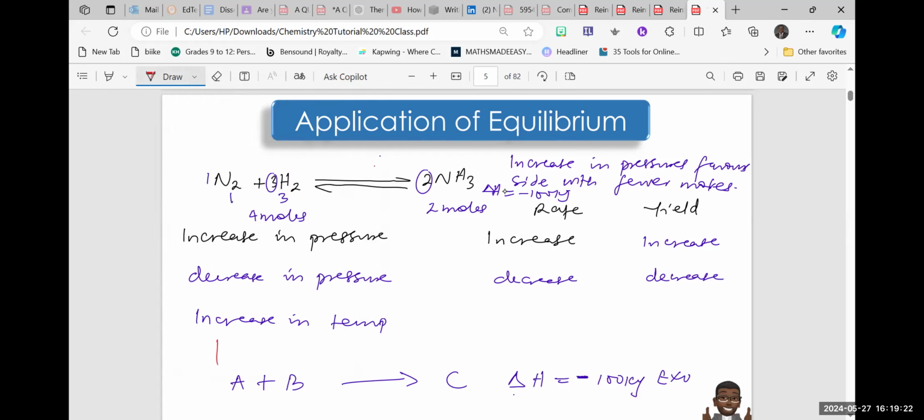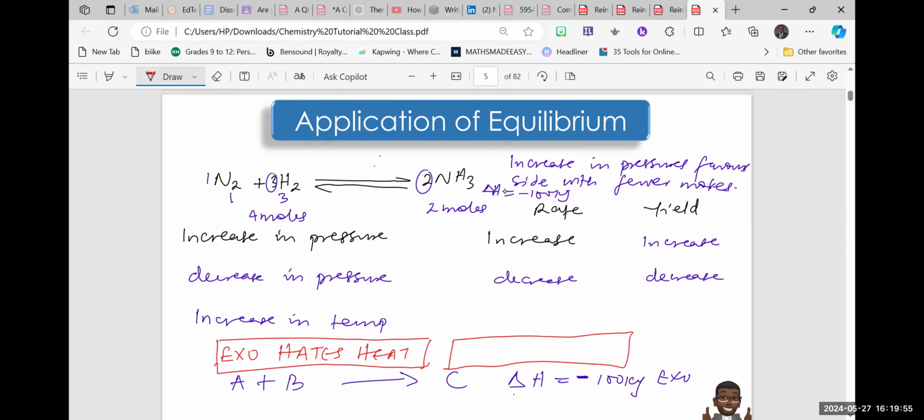There is a clue, a very funny clue. Yes, go ahead. I think it reduces the yield. Okay, it's going to reduce yield because an increase in temperature favors endo. And endothermic is the backward direction. That tells you that equilibrium will shift backwards. So when equilibrium shifts backwards, less and less product will be formed. So because exo hates what? Hates heat. Right?